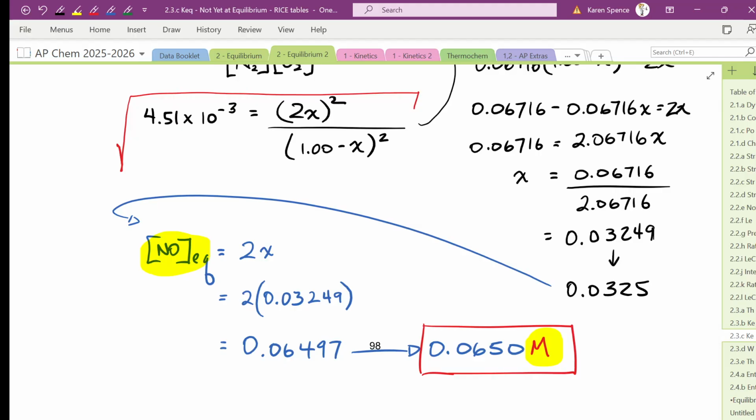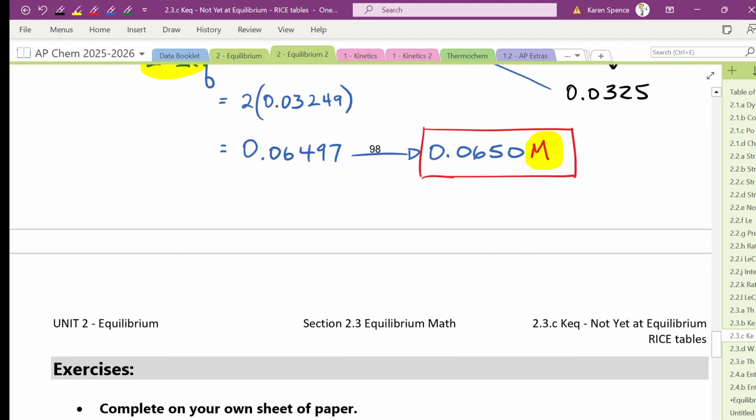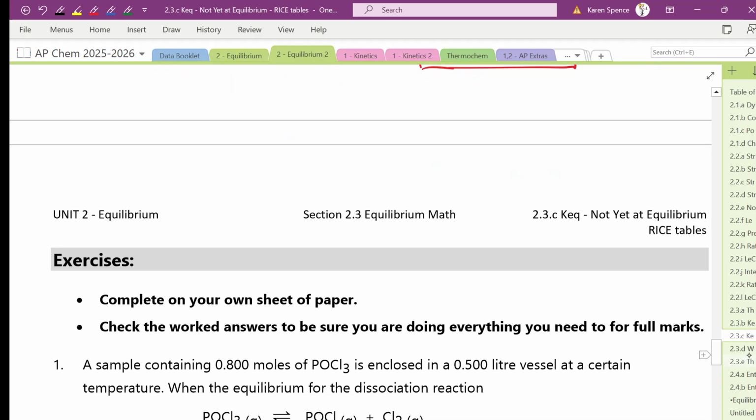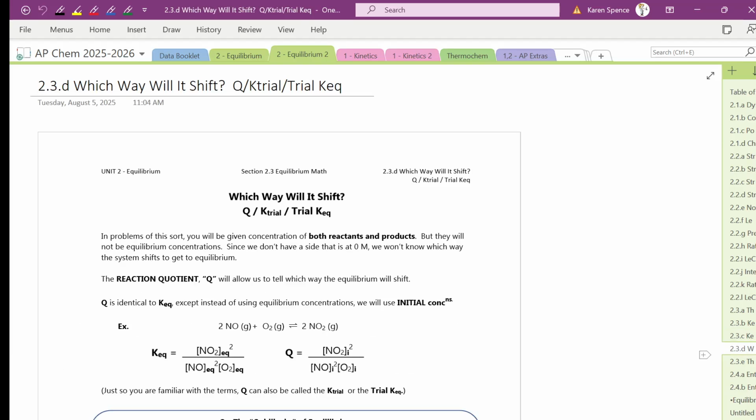Okay, so always go back and check, what am I solving for? Does it need a unit? Did I need to multiply by 2? Okay, always go back and check. Then there's some exercises, which we're not going to do right now. We're going to continue on, and we are going to virtually finish all the KEQ stuff today.